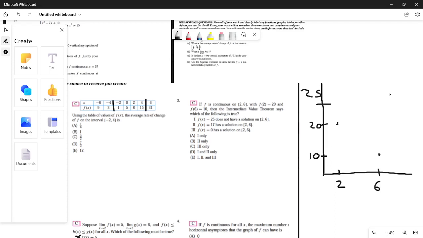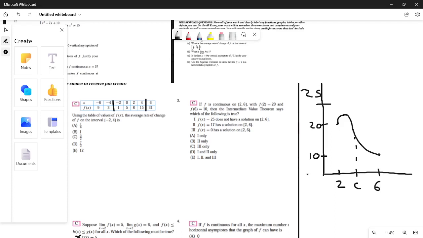So 20 and 10 are the bounds. The intermediate value theorem sounds crazy. It sounds complicated. But what it just means is that if something is continuous, it has to go between these 2 points during this interval.